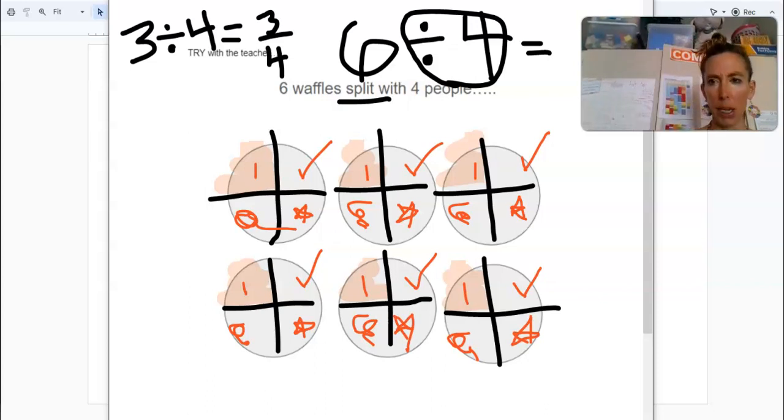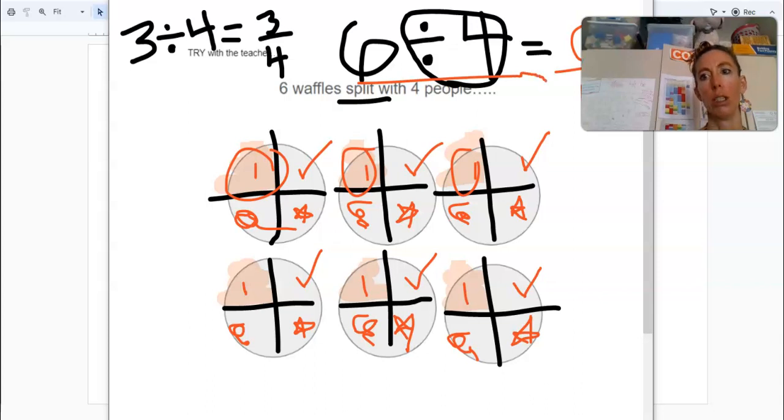And that'll be what? My answer is 1, 2, 3, 4, 5, 6. So my answer is 6. 6 pieces. But what are those pieces worth? Those pieces are worth 4ths. Hey, and what do you know again? 6 divided by 4 is actually equal to the fraction 6/4. Now 6/4 is kind of weird because it's improper.